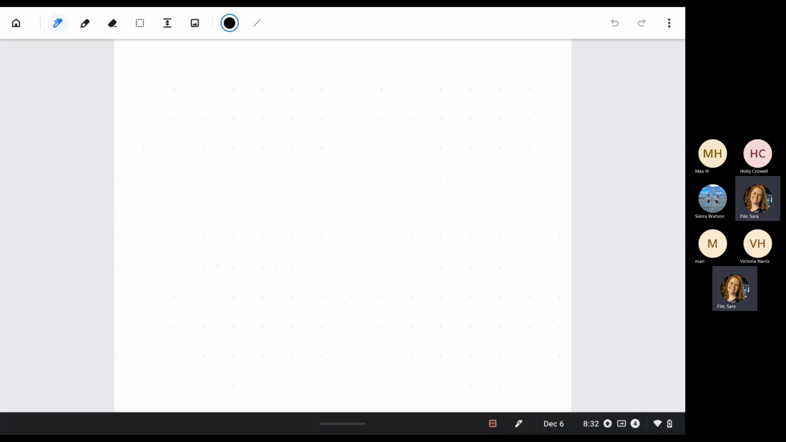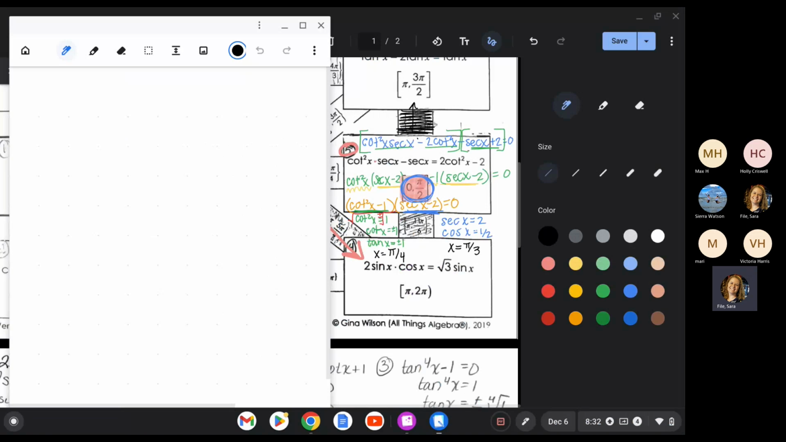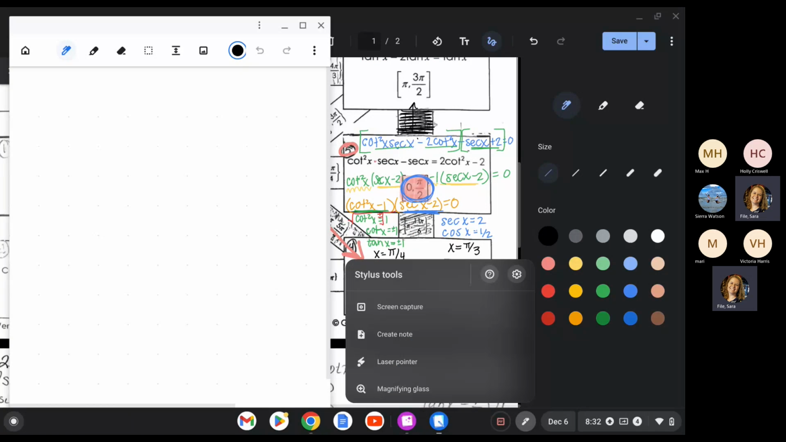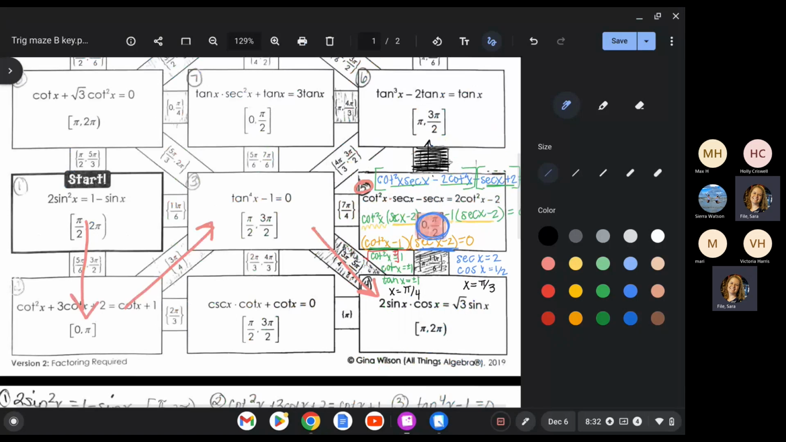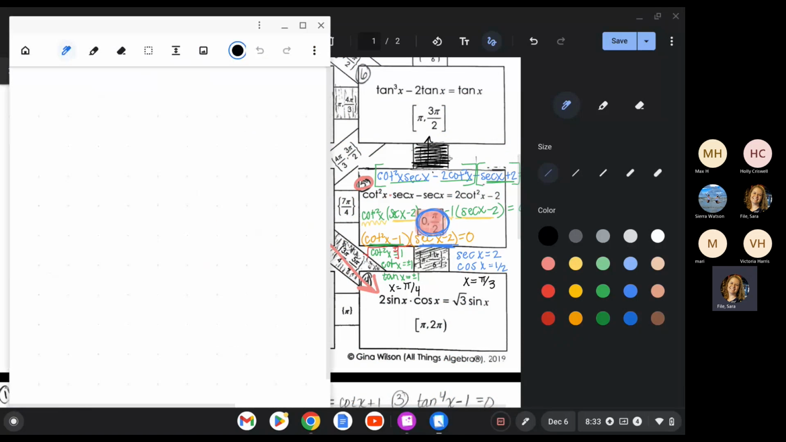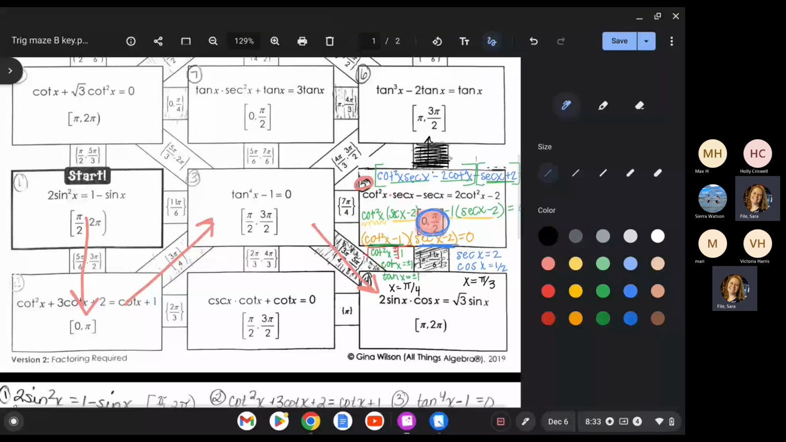Hang on, I'm trying to, it's like switching back and forth between tablet mode and, oh well, okay, try it. All right, so number 6. Oh my gosh, I can't click on the toolbar over here. It takes me back to that. I see. Okay, I figured it out.